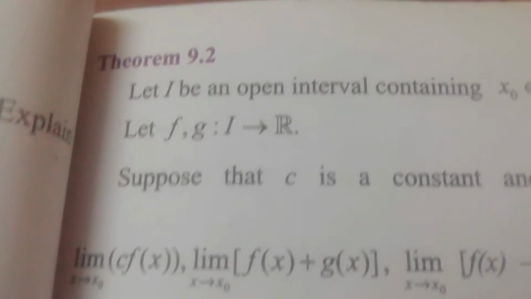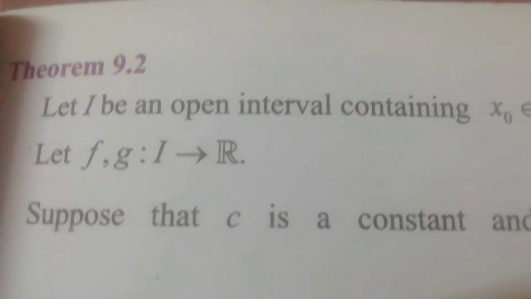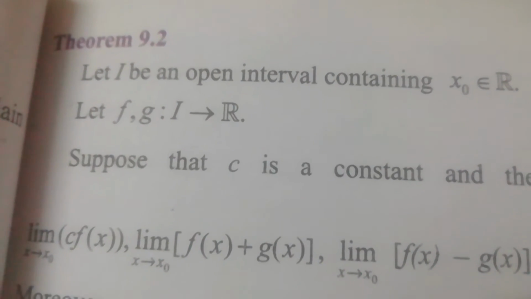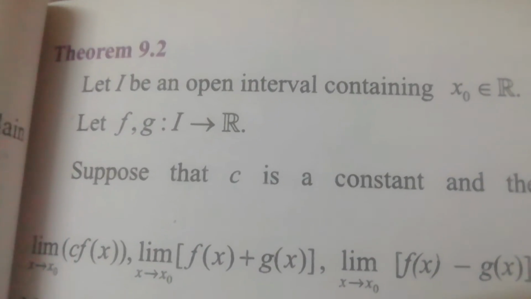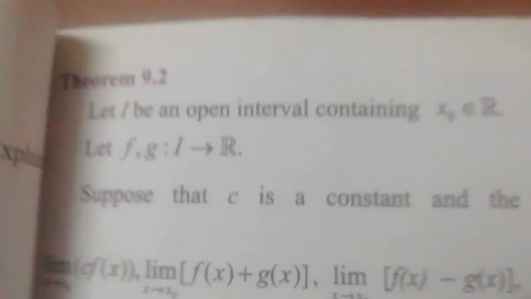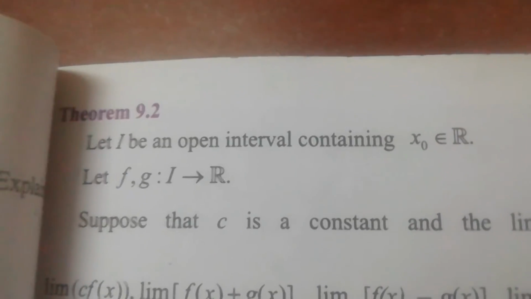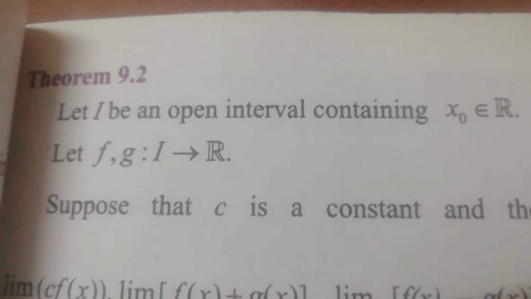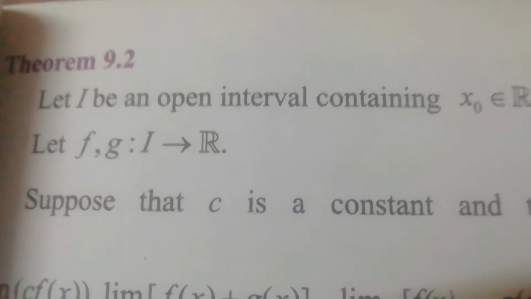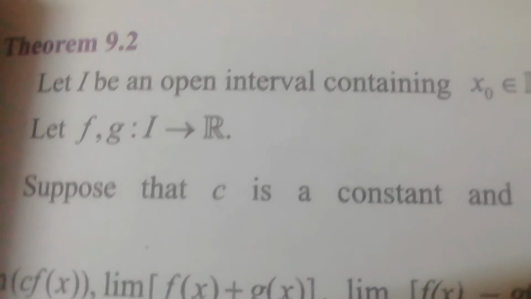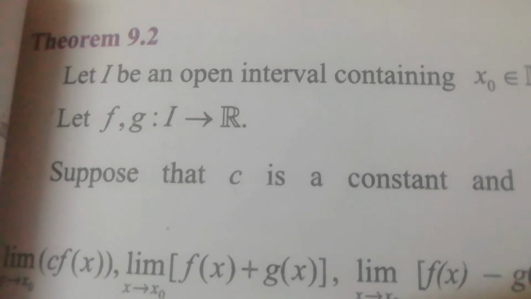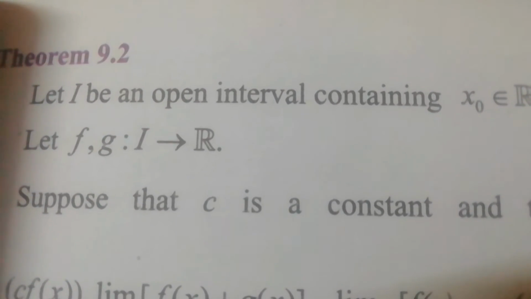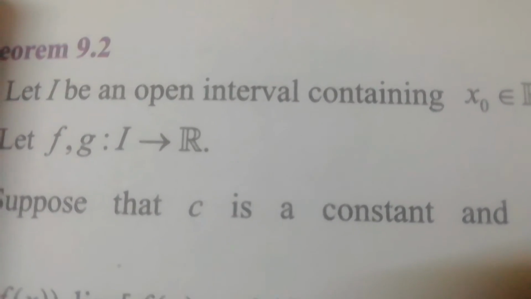Next theorem. Let I be an open interval containing x0, where x0 belongs to R. An open interval means x is greater than a and less than b. If x is less than or equal to a, or x is greater than or equal to a, that is called a closed interval. So an open interval takes the values in between.